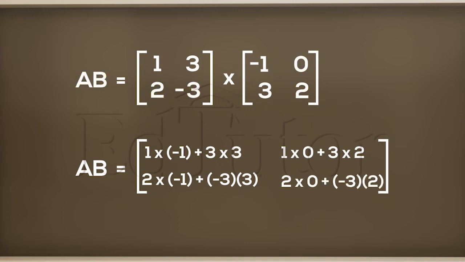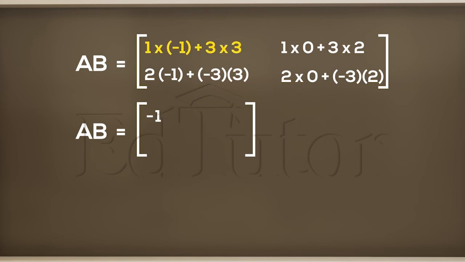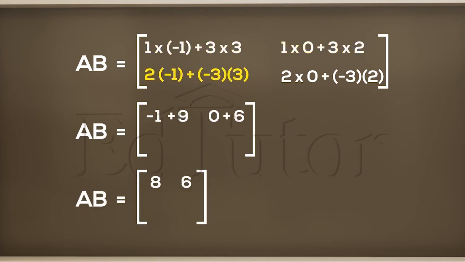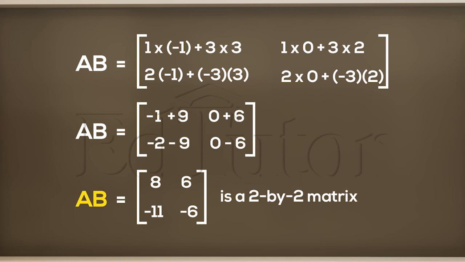That's it. The rest is just simple math. You have seen it all before. -1 plus 9 is 8, 0 plus 6 is 6, -2 minus 9 is -11 and 0 minus 6 is -6. Lo and behold, this is the resultant matrix AB of a 2 by 2 order, just like we predicted.